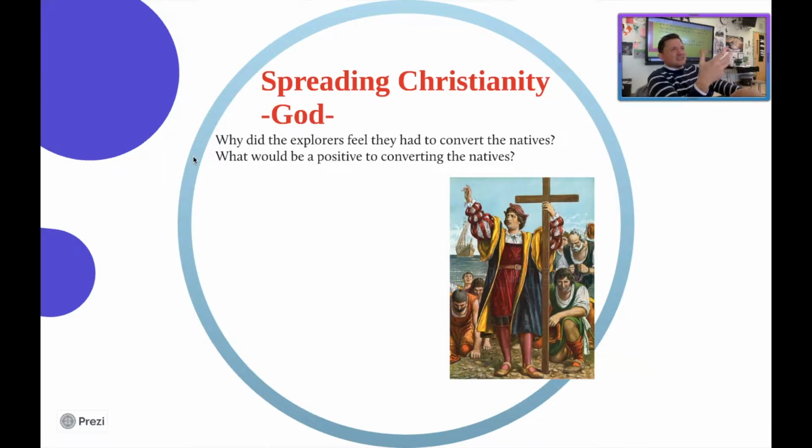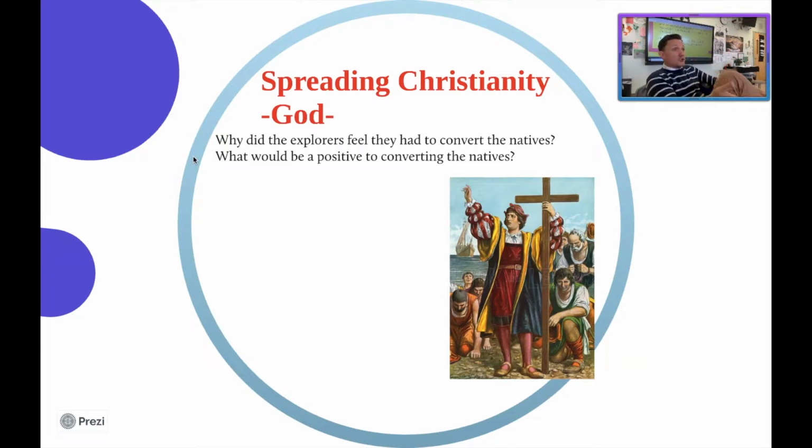But the big question is, why? Why did the explorers feel that they had to convert the natives? What would be positive about converting them? A lot of historians argue this back and forth regularly. Some historians argue that they were using it as an excuse, so that when the natives actually refused, they could put military action onto them.